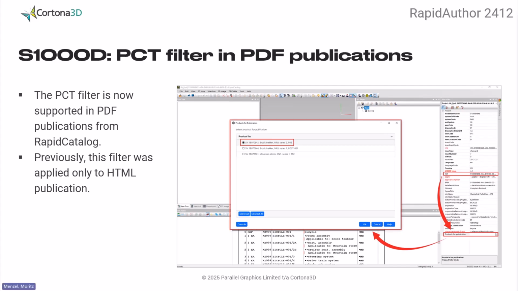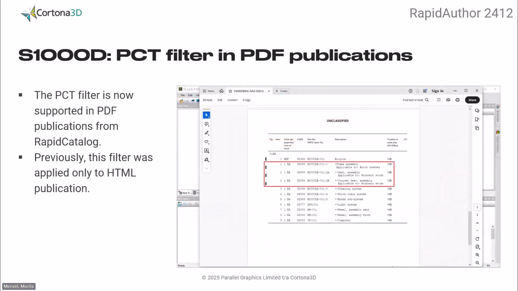And next, the PCT filter is now supported in PDF publications from Rapid Catalog. It works in the same way as it was previously implemented for HTML publications. As displayed on the picture, we select the desired product in the Product for Publication metadata, and this selection is reflected in the resulting PDF publication.